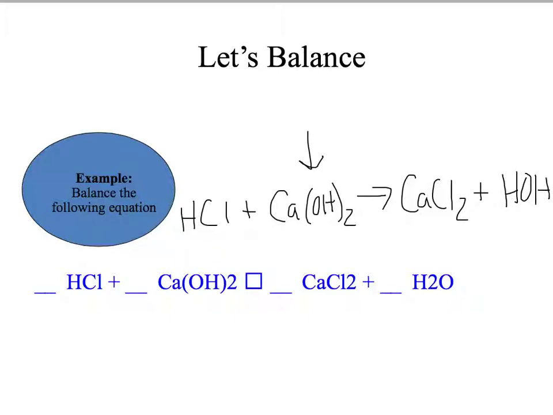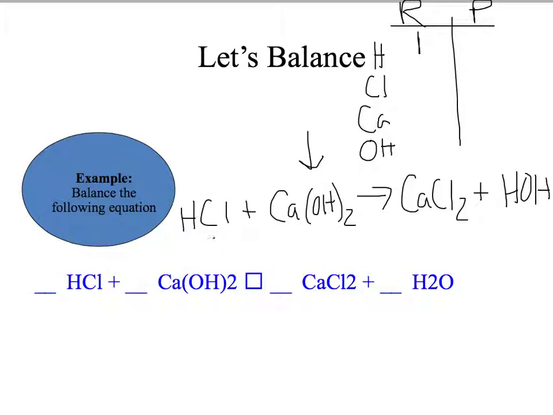All right? Now on this HOH and this whole thing, we need to make a RIP chart. So I'm going to do it up high. I'm going to put reactants. I'm going to put products. I'm going to separate them into H, Cl, Ca, and now OH. Okay? So on the reactant side, I have 1 H, 1 Cl, 1 calcium, and right here 2 OHs.